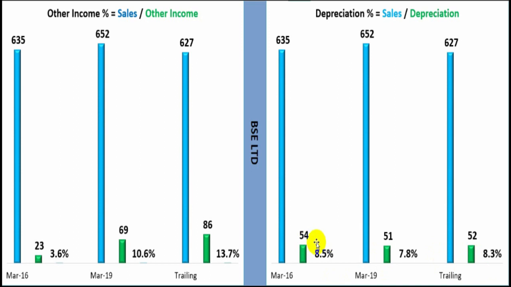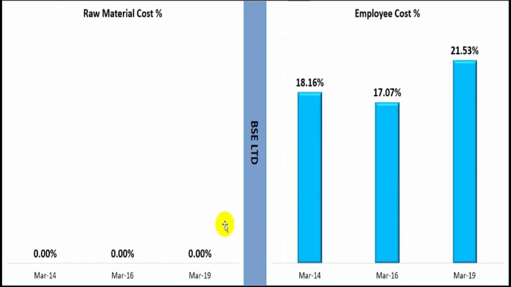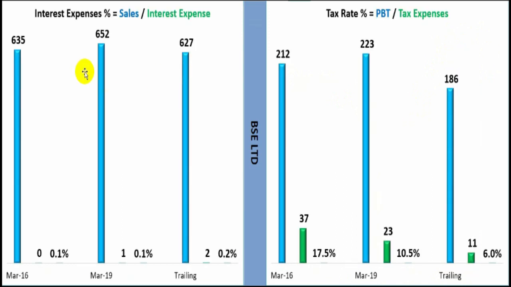So over the years, we can see that the depreciation value and the percentage as well has been very flat as a percentage of total sales. Raw material cost would be zero as this company is into providing services. Employee cost would be substantial. In March 19, employee cost occupied around 21% of the sales, and that has been steadily growing up from 17% in March 16. Interest expense is very low at around 2 crores in the recent 12 months.